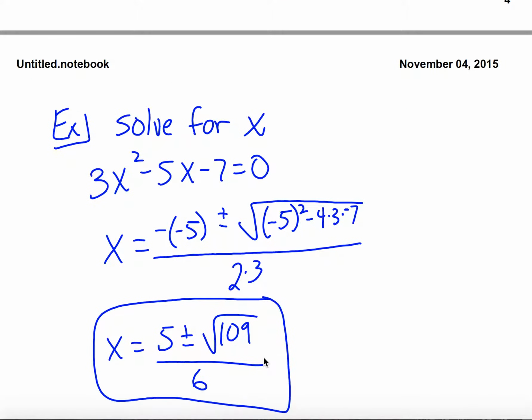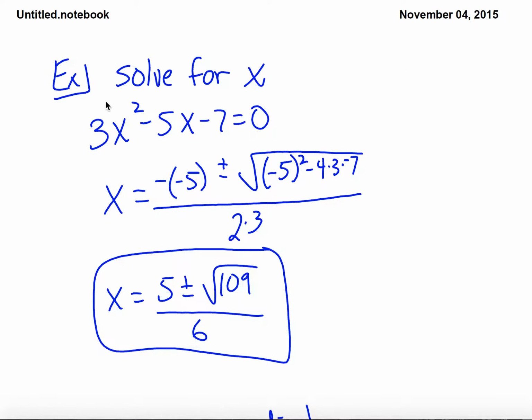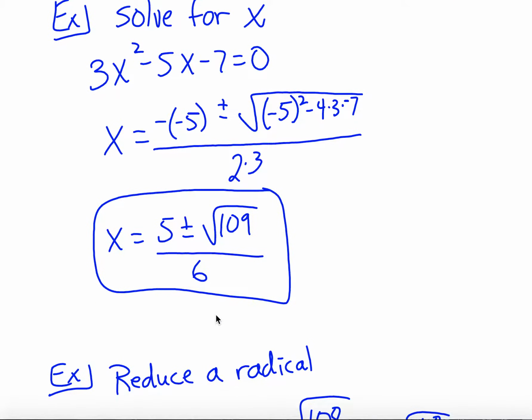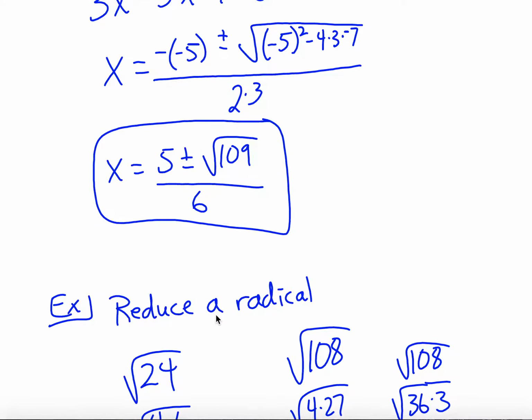In case you don't remember how to solve a quadratic equation, here's just another example. Again, you're going to take your b, which is negative 5, put negative 5 in everywhere you see a b, take your minus 4 times your a, which is 3, times your c, which is negative 7. Plug those numbers in. Negative 5 squared minus 4 times 3 times negative 7 is 109. And then you're going to have 5 plus or minus the square root of 109 over 6. This again is an irrational number, but you can reduce it a little bit if you want to.